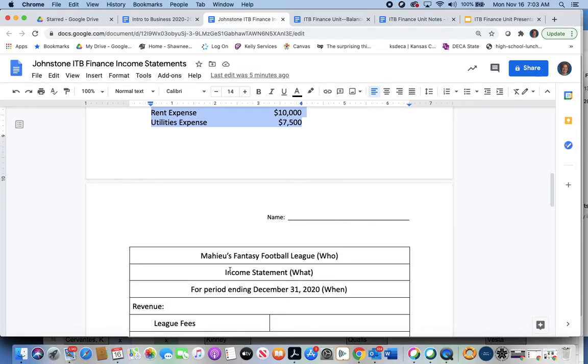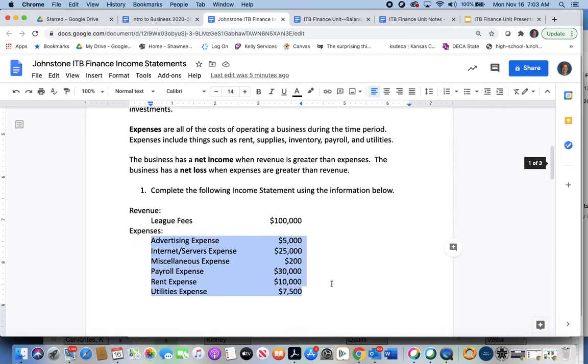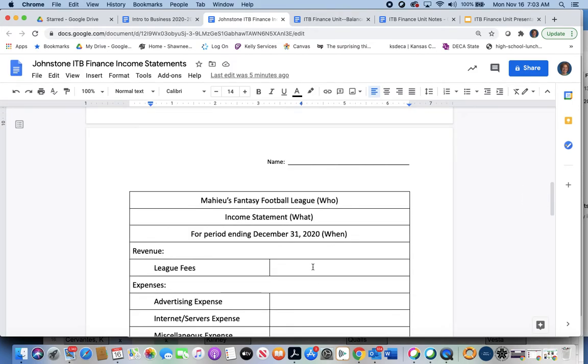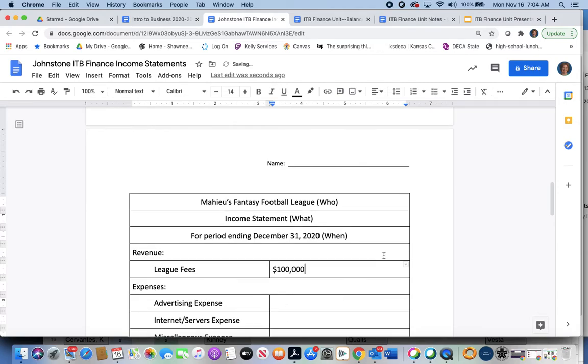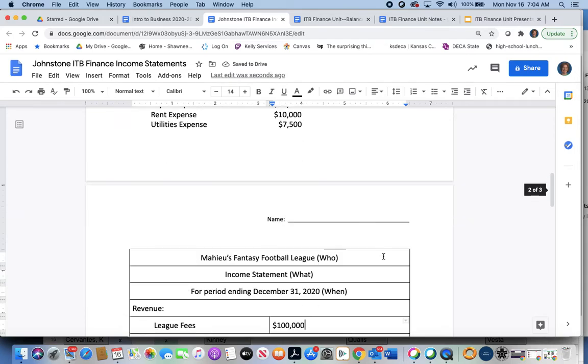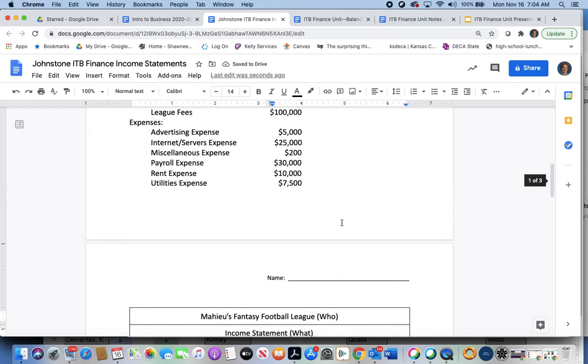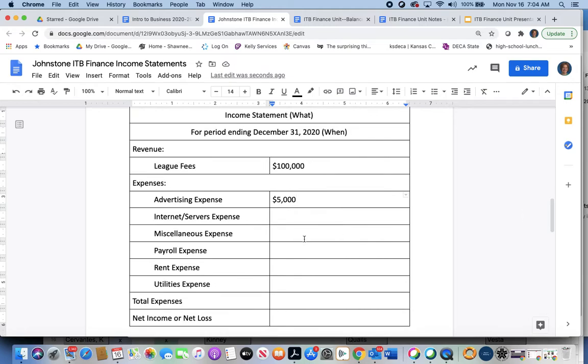Who, what, and when. Okay? So our league fees were $100,000. So we're going to key in here $100,000. Our advertising expense was $5,000, and I'm just scrolling up to get this information. Our internet and server expense was $25,000.